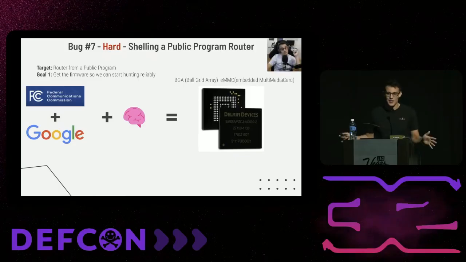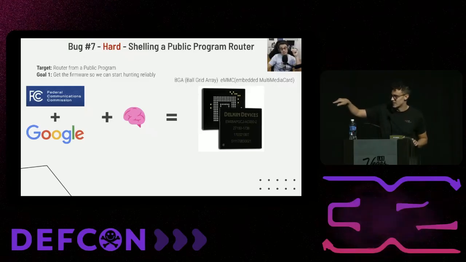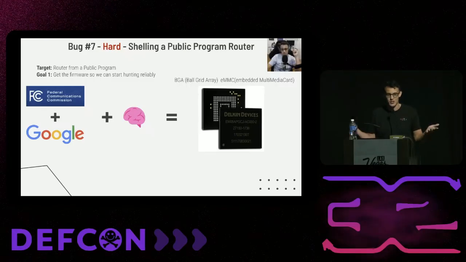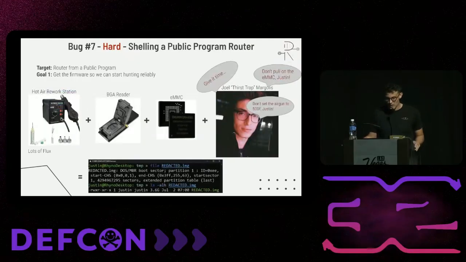Well, it's a lot easier than you would think. It's a ball grid array. Those are those little pieces of silver, the little pieces of solder, the connections. And then this is an EMMC, which is essentially an SD card, which is just attached to the firmware device or attached to the board. So that was really cool.